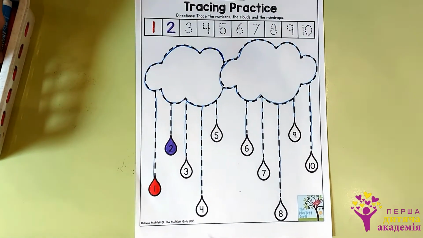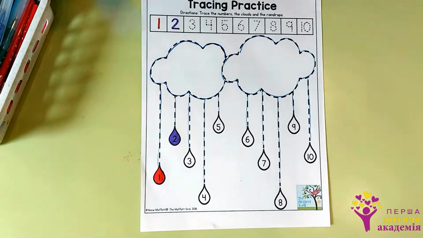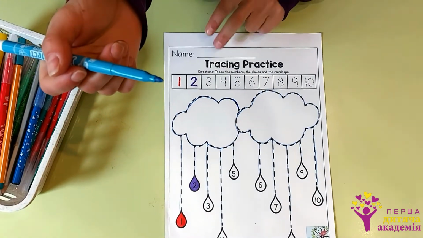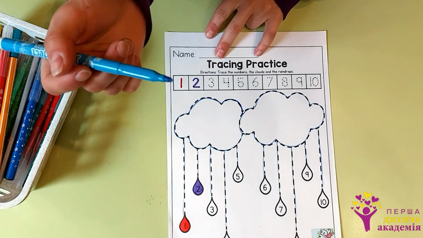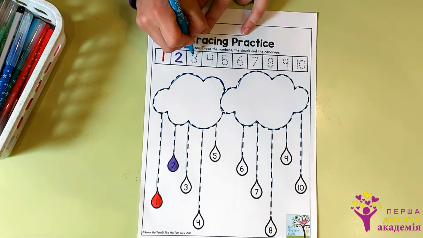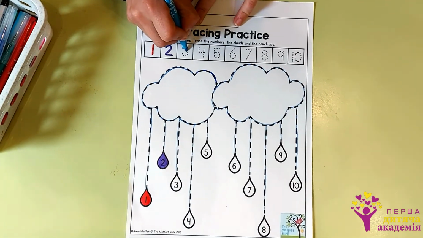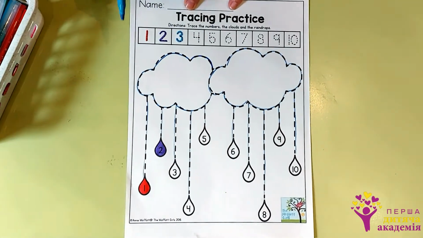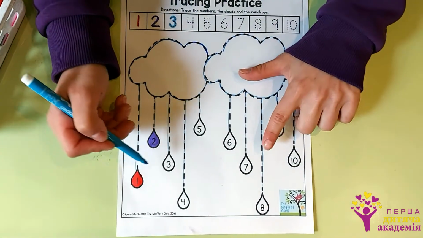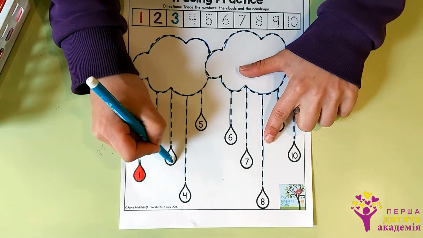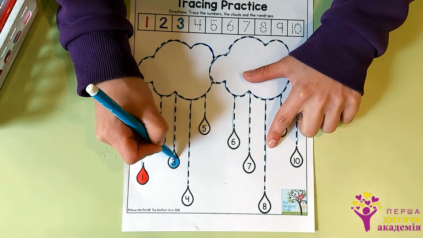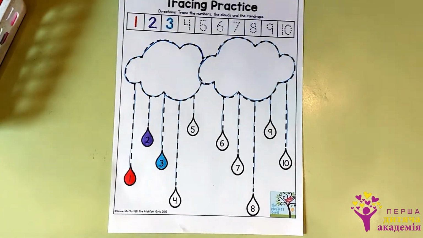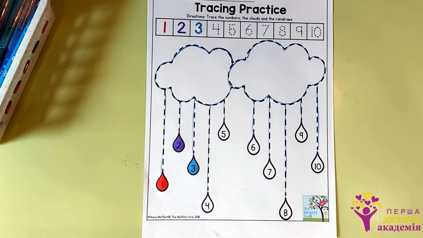After number 2 goes number 3. That's right. And for number 3, I chose what color? Light blue. That's right. And first we are tracing our number 3 beautifully, and then we are finding the raindrop with number 3. Here it is, and coloring it with the light blue color. Good.